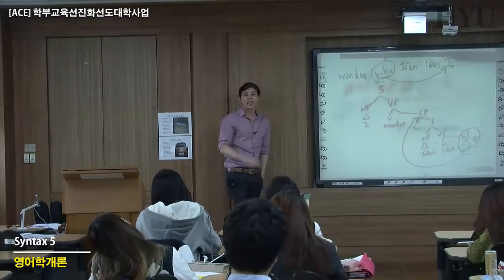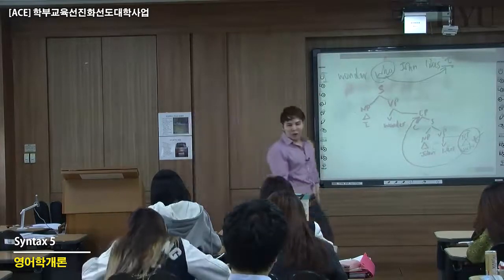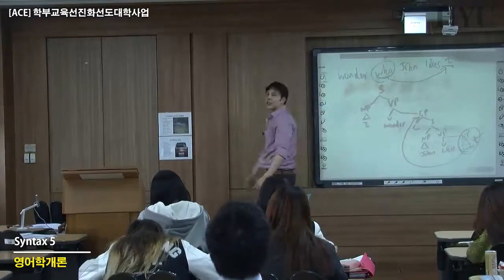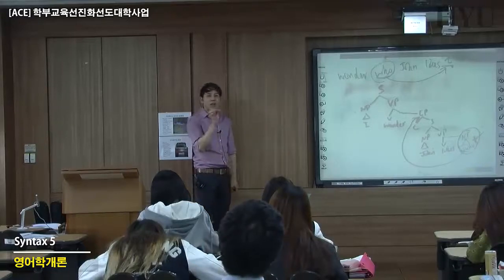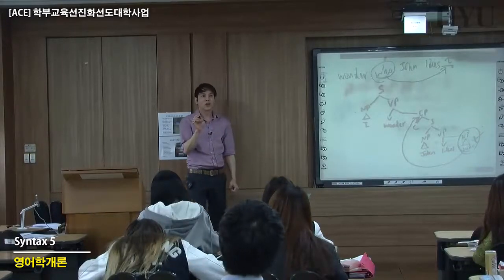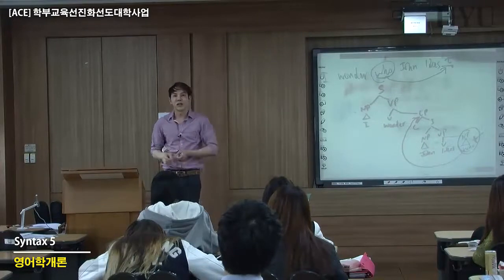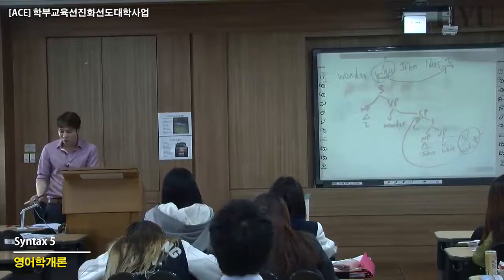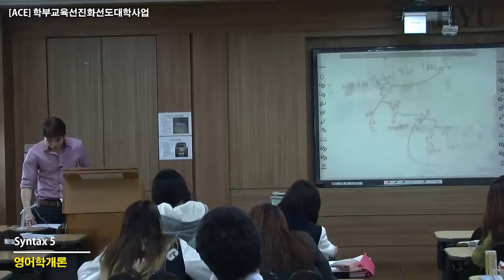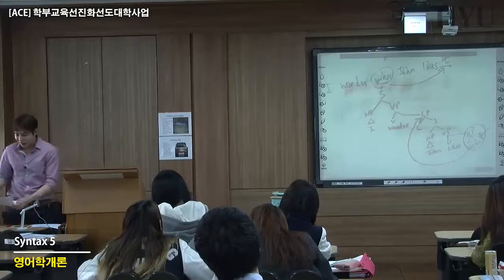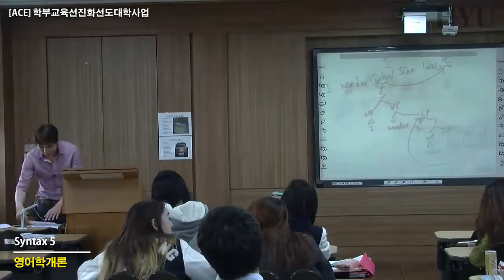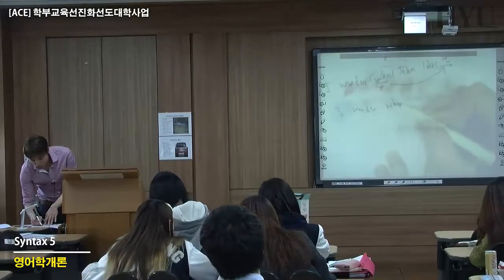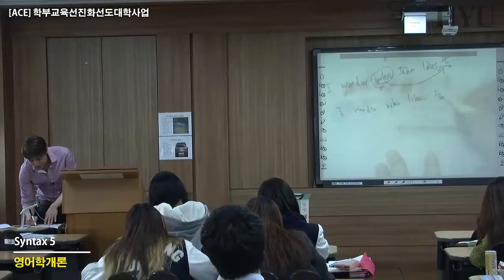Now, let's try the next one. I think it's I wonder who likes John. Now, in this one, you have to think about the original position of who, but it's kind of harder to see than this one, right? I wonder who likes John. So where's the position of who? It's something that you cannot see, right?